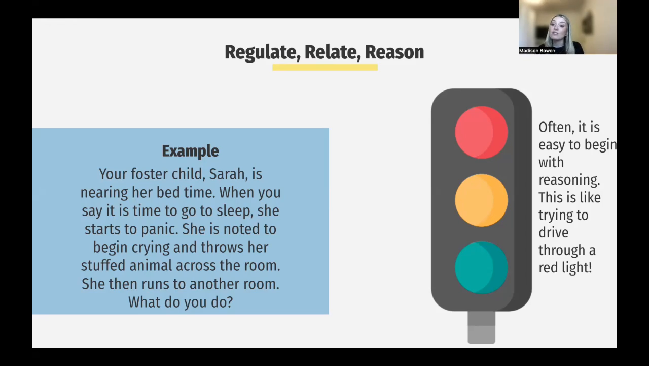It's often very, very easy to jump to reasoning above everything else. This is just like driving through a red light. If you chased after her and said, I want you to be rested for school, that part of her brain is not able to be accessed at that moment. So again, you have to regulate first, then relate and reason.